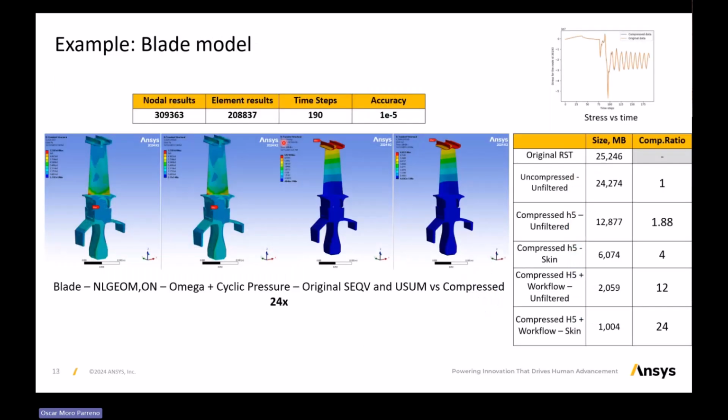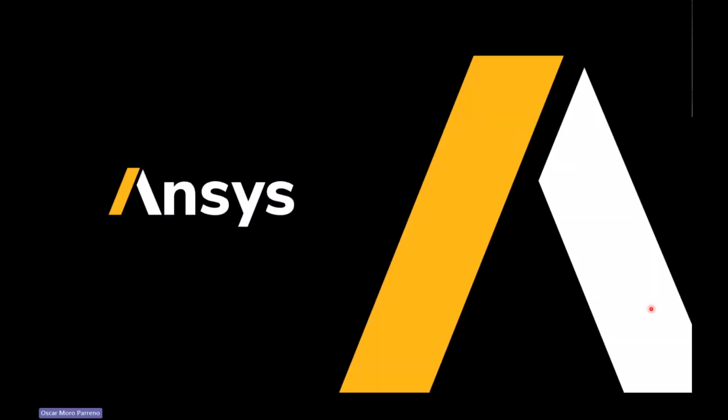And just a last example, this method can also be used to compress original results files. So in this blade example, the original file was 25 giga. If we compress everything through gzip, we come into 12.8 giga. But if we filter it further, like only storing the skin of the elements and then compressing it through proportional decomposition, we can reach compression ratios that are much higher, up to 20 in this case. And yeah, that's all for me. I will pass the ball back to Paul.